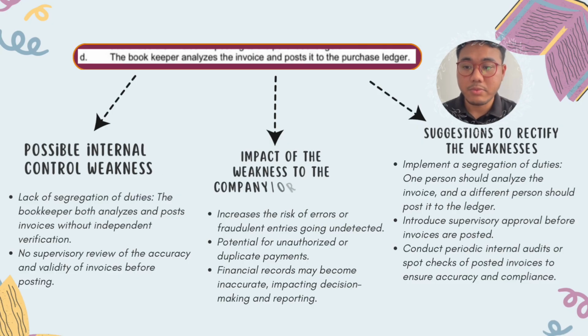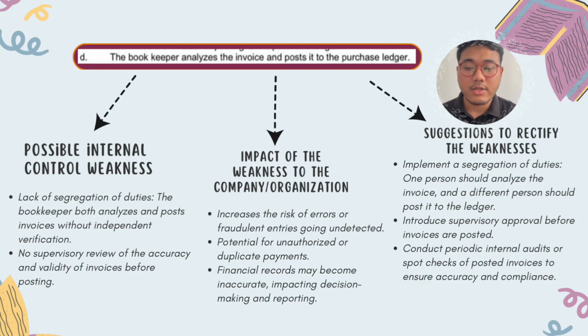The question is: the bookkeeper analyzes the invoice and posts it to the purchase ledger. In possible internal control weakness, we detect a lack of segregation of duties. The bookkeeper both analyzes and posts the invoice without independent verification, and there is no supervisory review of the accuracy and validity of the invoice before posting. The impact of the weakness is an increased risk of error or fraud going undetected.